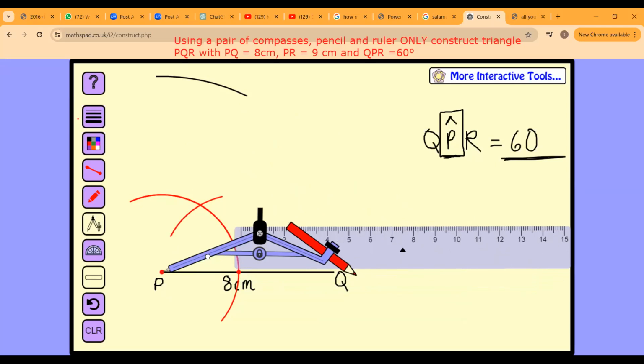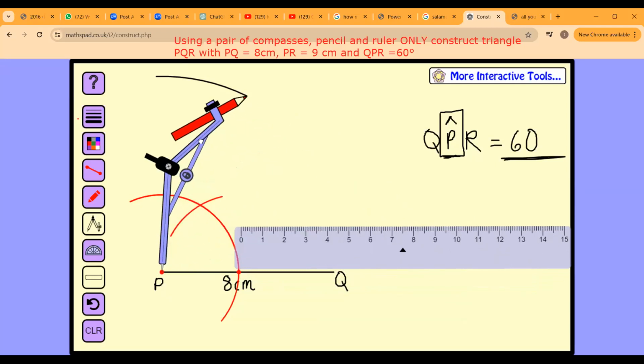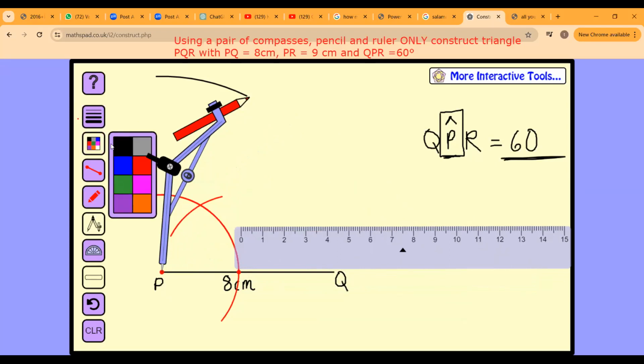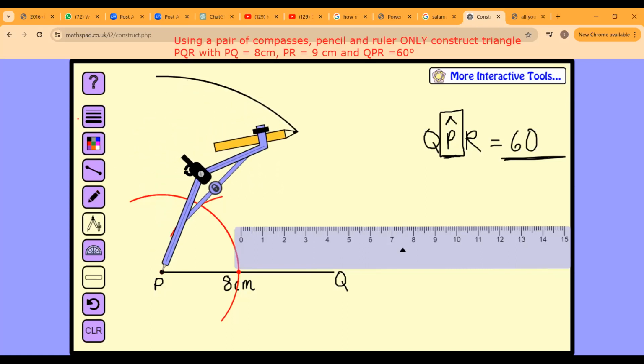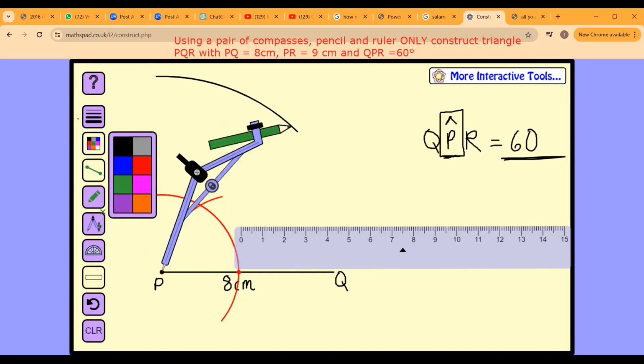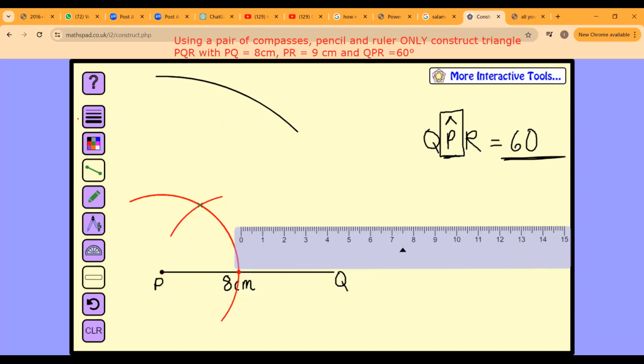So I'm going to go back here. I want to make sure that this is longer because it's a little too short for me. Black. Let's go black. Is it black? Good. I want to make this longer. So remember this arc is 9 centimeters. And now I'm going to connect the line from the vertex to this arc, and it must pass through this particular point, because it has to be 60 degrees.